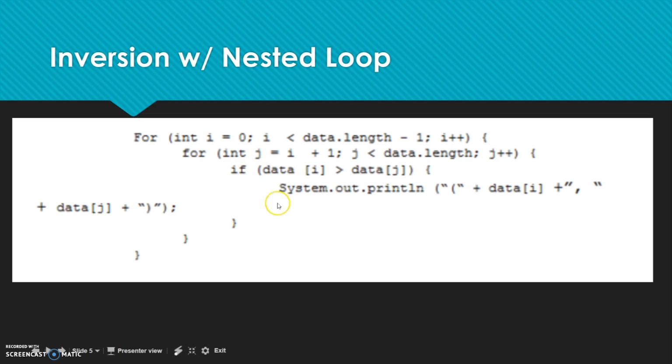Then the inner loop, in order for you to compare all the second values, you have to start at the first value plus 1. So this means look starting at the value immediately to the right of the first value. And this one, you're going to be looking through the whole data set. And then you can compare those two, right? So if the data of the first value is greater than the data of the second value, bam, we found an inversion.